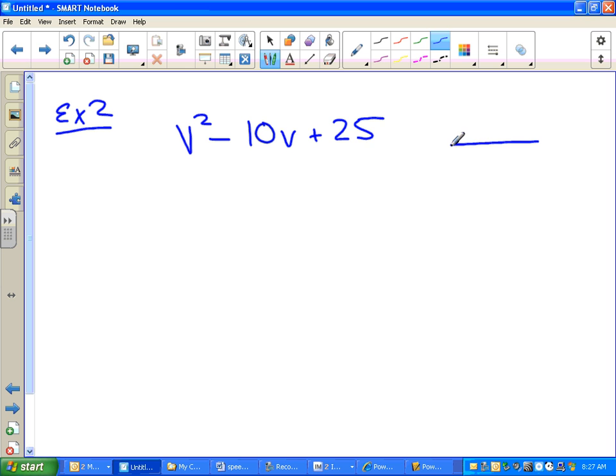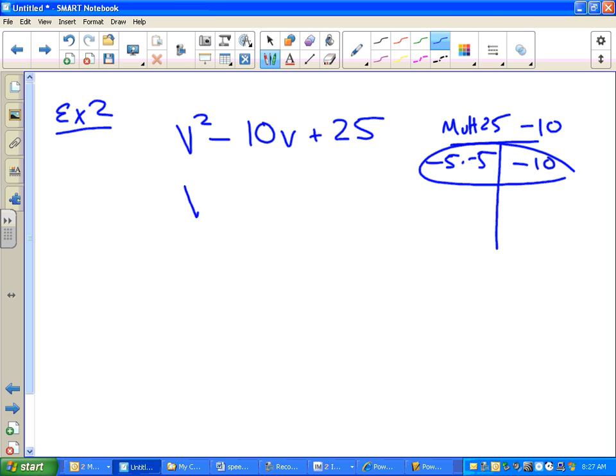Okay, so we're making our chart again, and we realize that we need to multiply two numbers to make 25, but add the two numbers to make negative 10. And so the two numbers that multiply to make positive 25 are negative 5 times negative 5. We add those to make negative 10. So that's our combination.